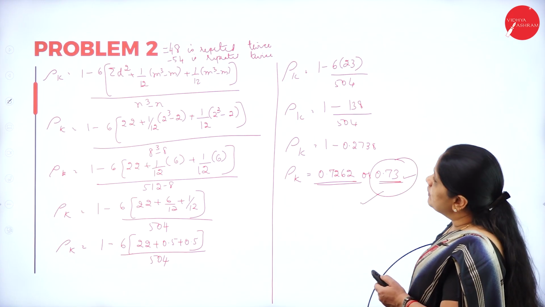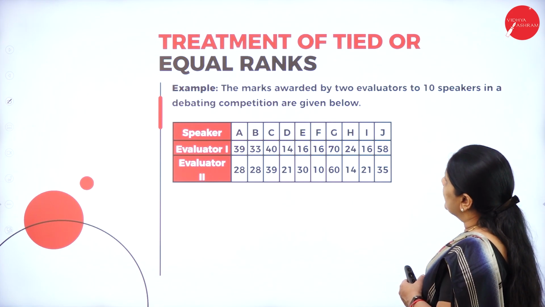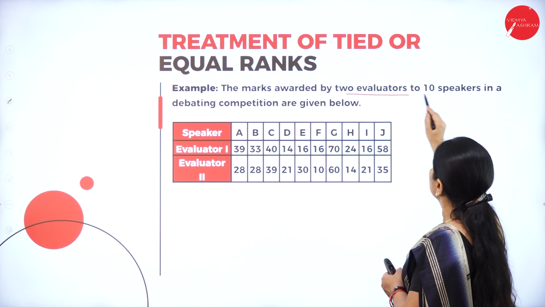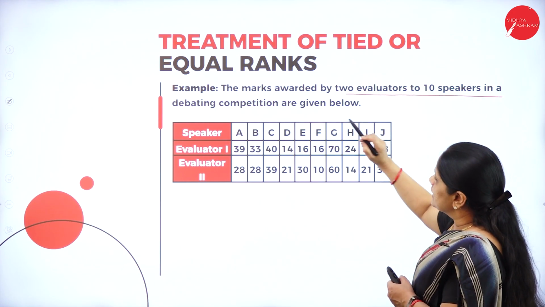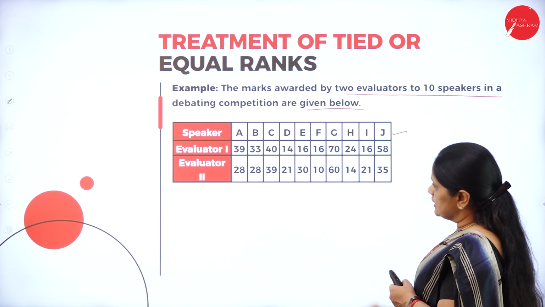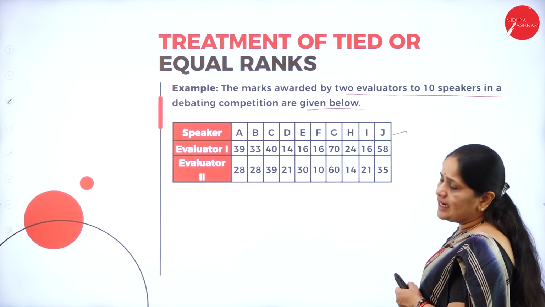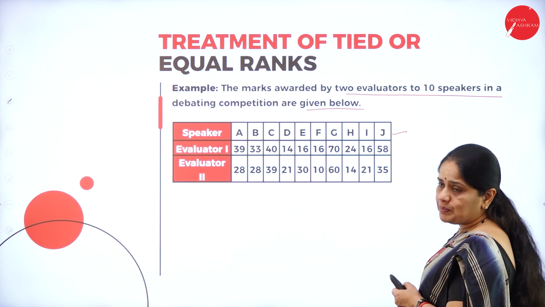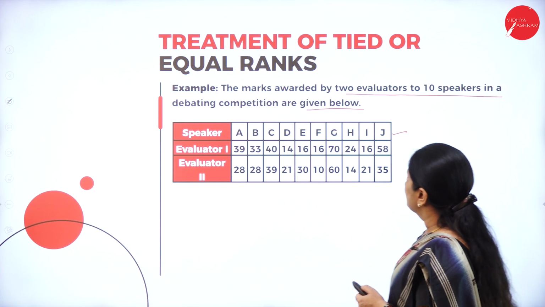Now the next problem. So again we have problem 2 here. The marks awarded by 2 evaluators to 10 speakers in a debating competition are given below. So now there are 10 speakers here. Evaluator 1 and evaluator 2 have given the marks for the 10 speakers. So we'll just work out the problem.